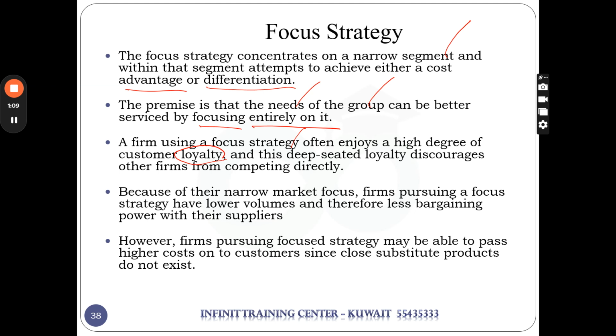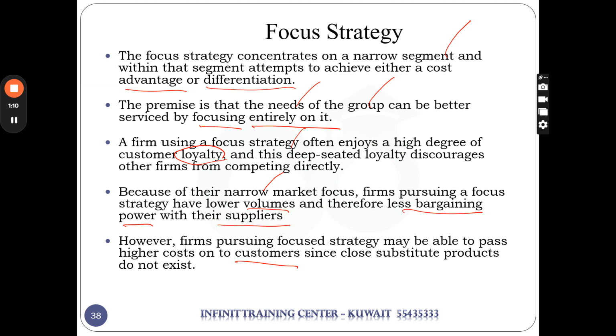Because of this, new competitors may be afraid to come to this market. And because of their narrow market focus, firms pursuing a focus strategy have lower volumes and therefore less bargaining power with the suppliers. You are not selling much, so your volume is less. Because of that, maybe you don't have much bargaining power with the suppliers. However, because the customers are loyal to you, whatever extra cost is coming, you can pass this higher cost on to the customers. This is the benefit of the focus strategy.